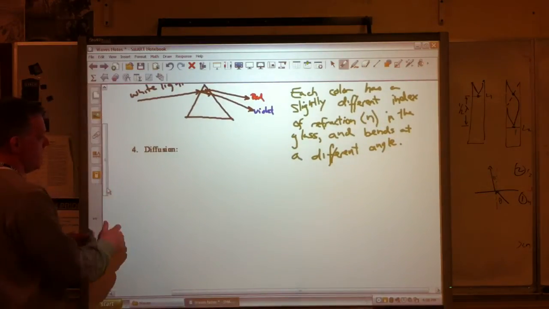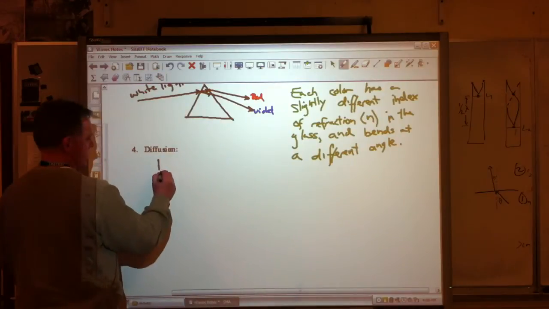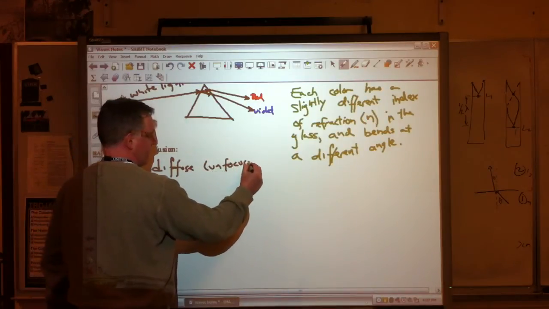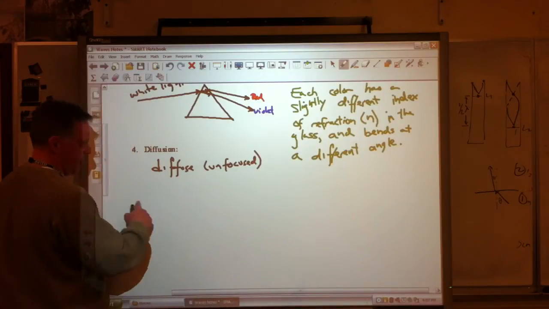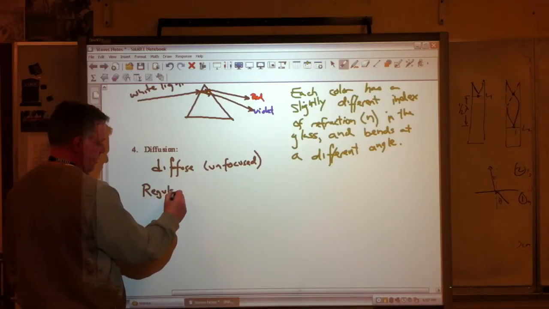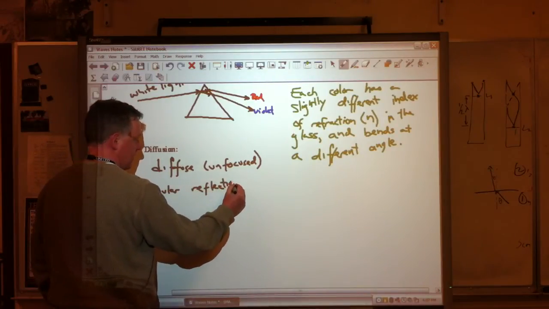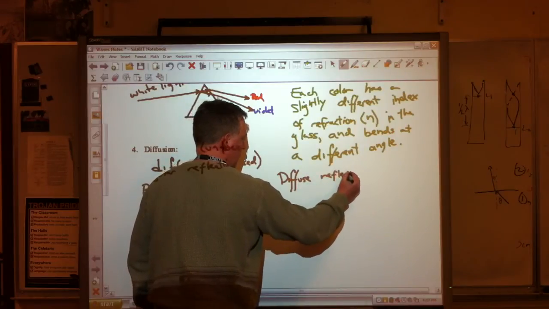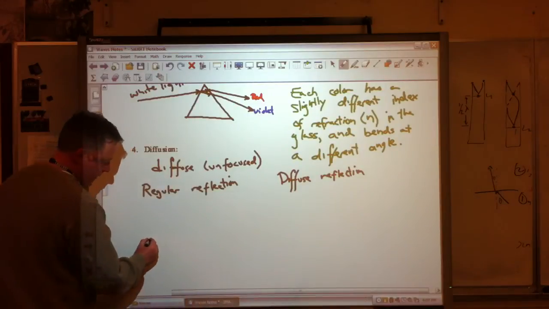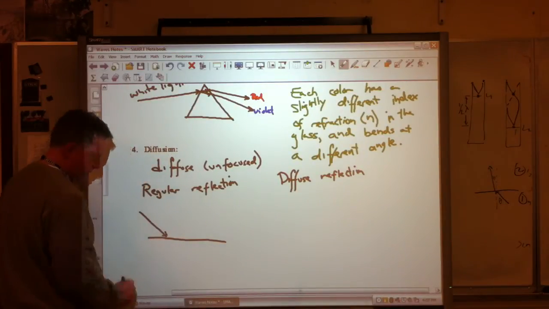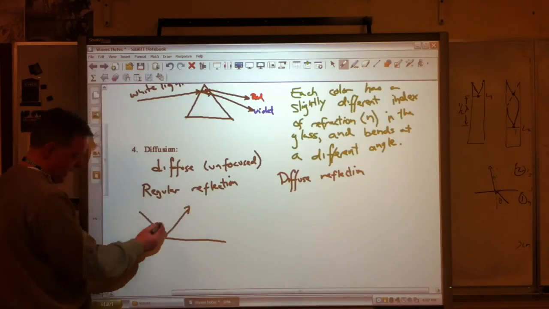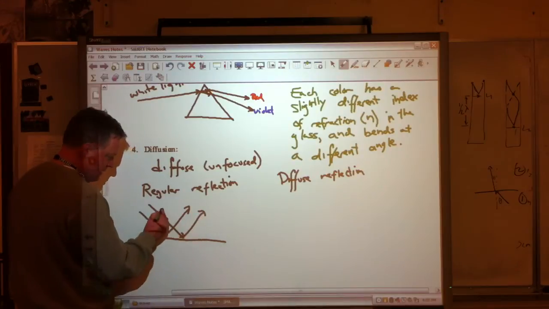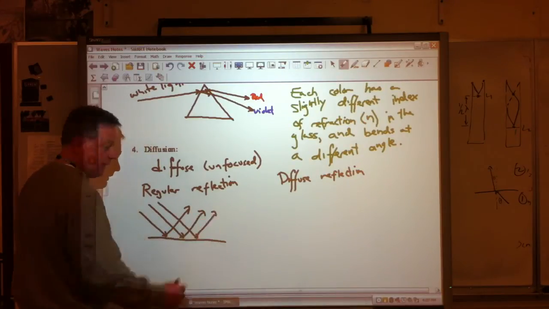The next one is diffusion. When I think of diffusion, I think of the word diffuse, which kind of means unfocused. And we're going to differentiate it. We're going to do regular reflection, and then over here, a diffuse reflection. In a regular reflection, if I have a flat surface, a light ray coming in like this is going to bounce out like this, okay? And the angle of incidence is going to be equal to the angle of reflection. Now, if I have a whole bunch of parallel lines coming in, they're all going to bounce out at the same angle, and they're going to be parallel when they come out like this.